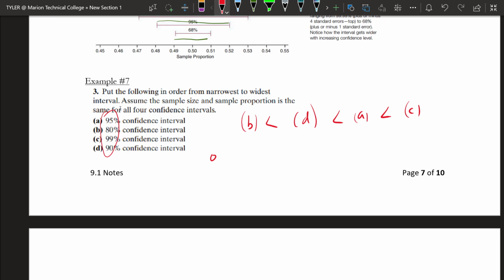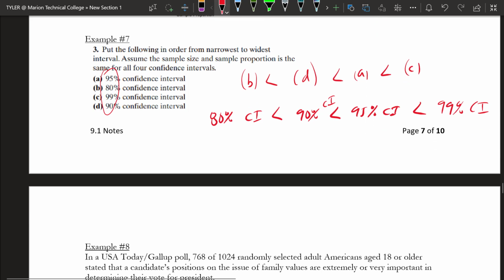Or in other words, the 80% confidence interval is going to be narrower than 90%, and that's going to be narrower than the 95% confidence interval, and that's going to be narrower than the 99% confidence interval. Right? So if p hat is here, then 80% might be like this. Then 90% is going to be a little wider, and then 95% is going to be even wider than that.